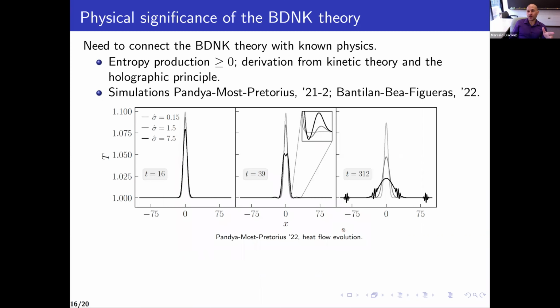Now, all these results that I told you are for a conformal fluid in one or two dimensions. So here's a simulation by Pandya, Most, and Pretorius, again in one dimension, but now this is for a fluid with an equation of state of an ideal gas. In this plot, they are studying the effect of heat flow on the evolution of the temperature. They start with some peaked temperature and evolve, and what happens first is this peak starts spreading. That's very much like what happens for the heat equation.